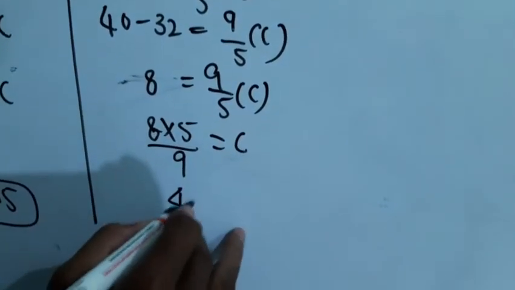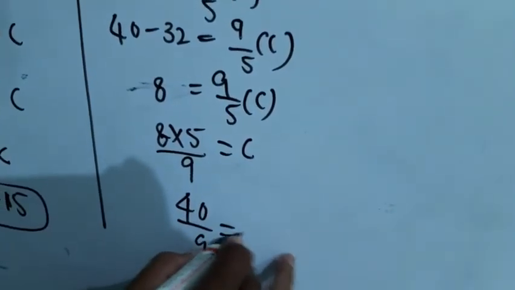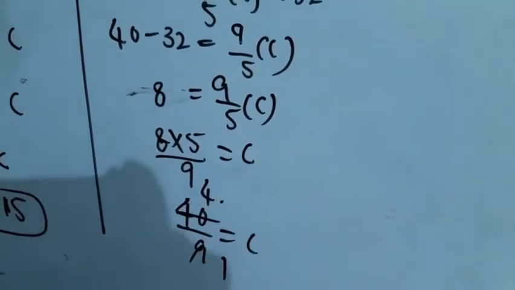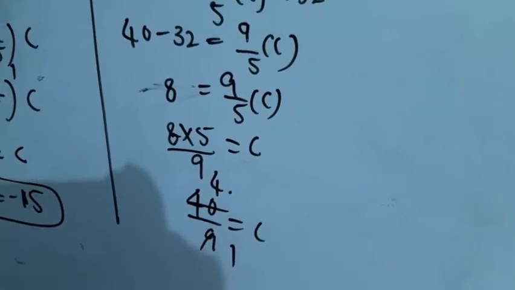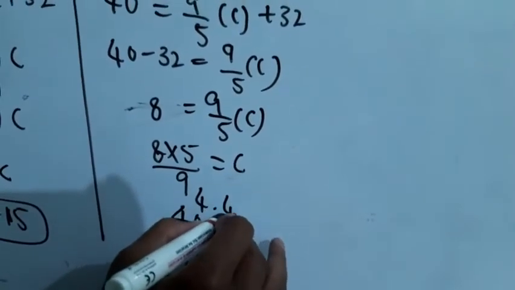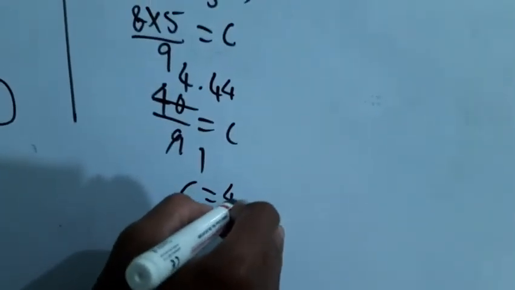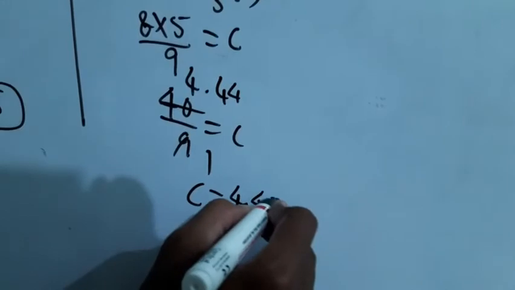40 divided by 9. 9 ones are 9, 9 4s are 36. What is left? 4, 40. 9 4s are 36. Again 4 left. So C will be equal to 4.45 degree centigrade.